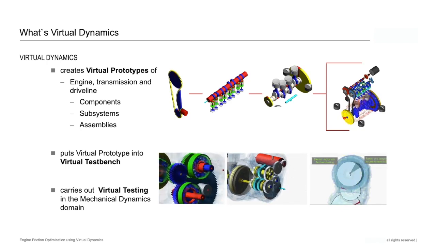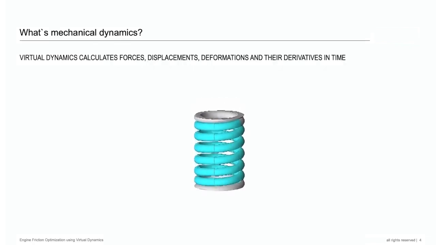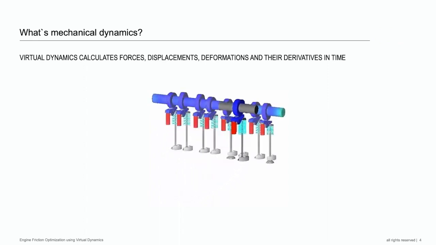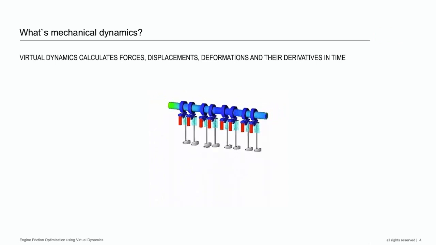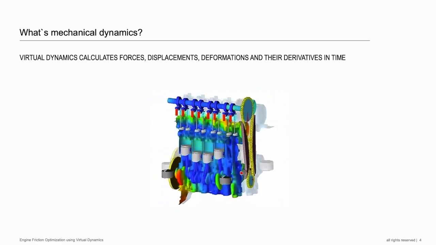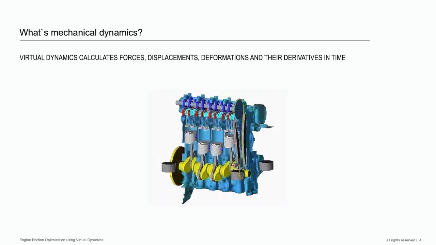So I say mechanical dynamics domain. What do we mean by mechanical dynamics? Virtual dynamics calculates forces, displacements, deformations, and their derivatives in time at component level, like a valve spring modeled and simulated on its own, or we can put this spring into a single valve train system with flexible components, or build an entire valve train system with flexible camshaft and flexible roller finger followers, or we can couple the valve train to the crank train by using a timing drive. And at any point we want, we can calculate forces, displacements, deformations, and their derivatives in time.